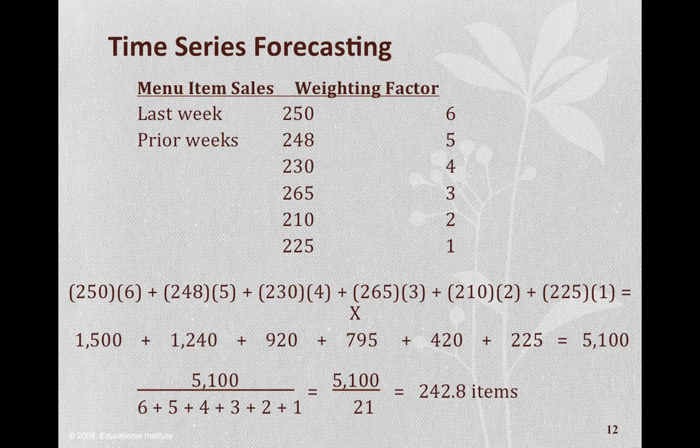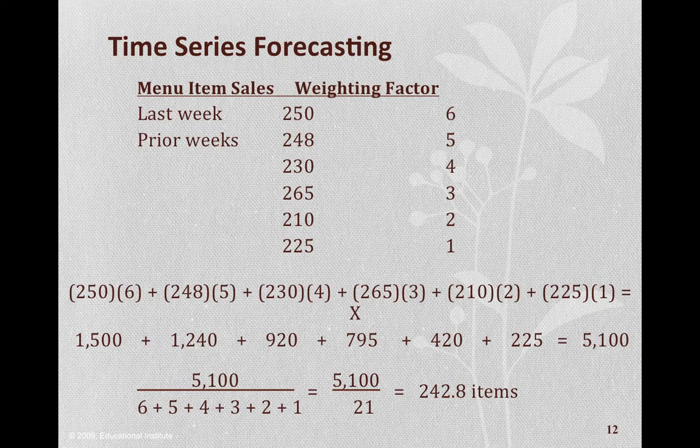Last week's sales will be weighted 6 times the amount of 6 weeks prior. This is important because there's a heavy emphasis on the data based on the recent trends. So if you see here on the slide, if our sales for last week were 250, the prior week was 248, then it was 230, then 265, then 210 and 225, we are establishing an upward trend. And because of that, we would like to weight 250 as representing 6 times, 248 is 5 times, and we're paying less attention to 6 weeks ago at 225.